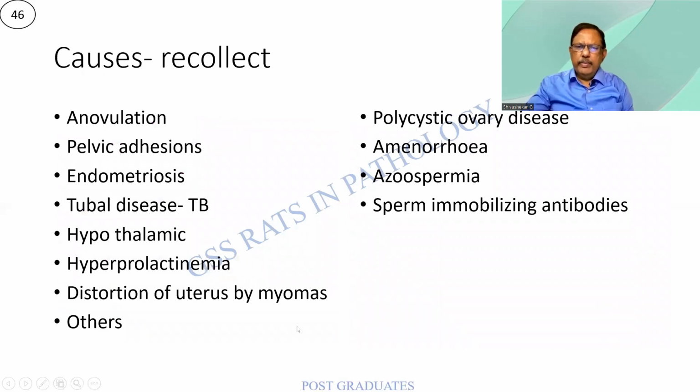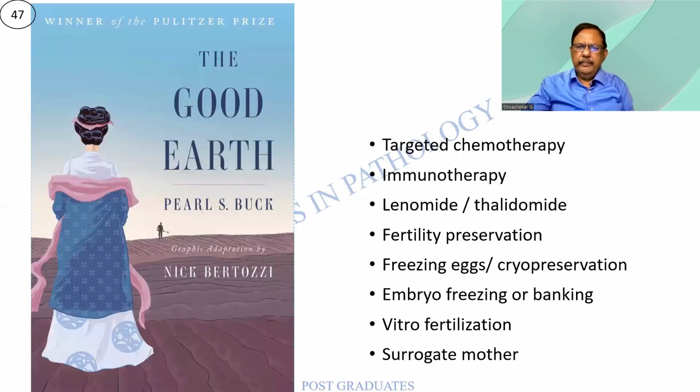So I would like you people to kindly collect the various causes for infertility. This is a good list worth memorizing. The Good Earth, Pearl Buck's book, which has won the prize, is mentioned. It is a story of a surrogate mother. And even otherwise, you find that there are multiple other panels of management, and life is not as bad as we think.